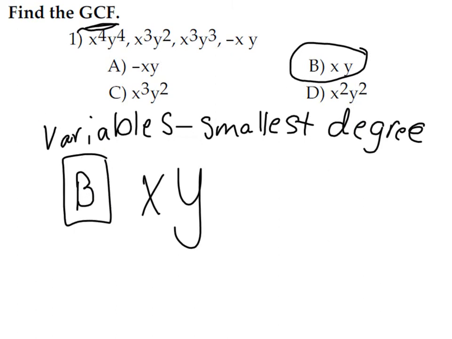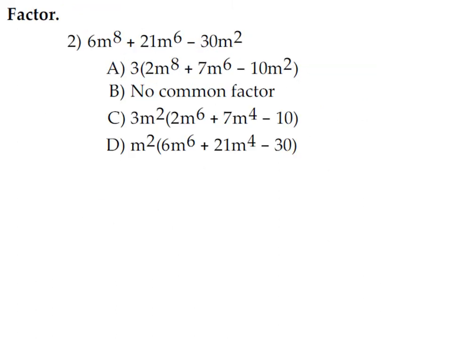Next question. Factor. And we have 6m to the 8th plus 21m to the 6th minus 30m squared. Well, when we factor, step 0 is to put in descending order. It has 8, 6, 2, it's already in descending order. So step 1, find a GCF.